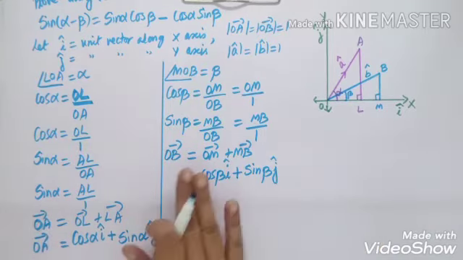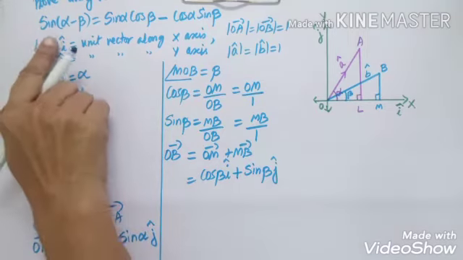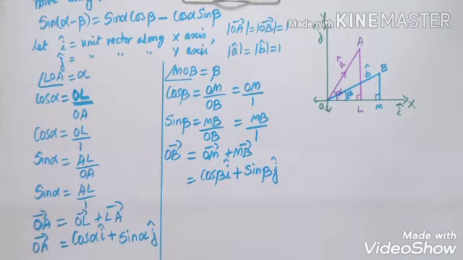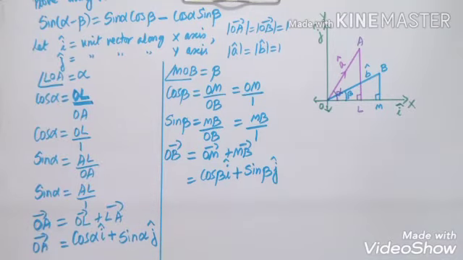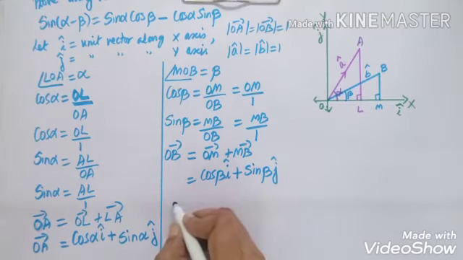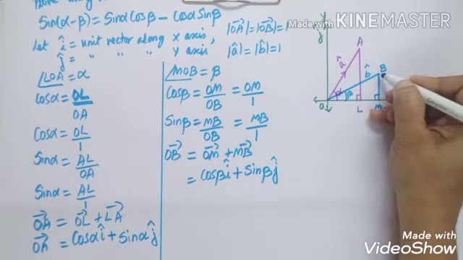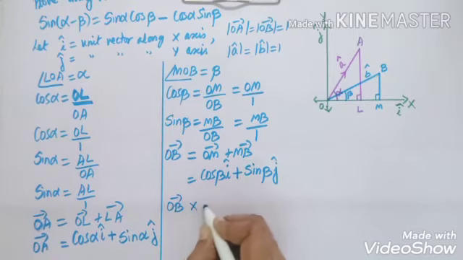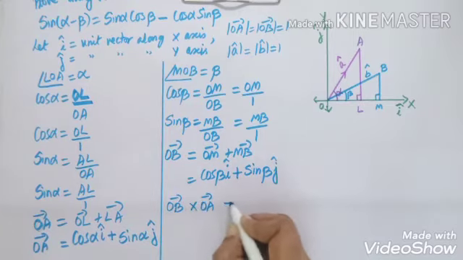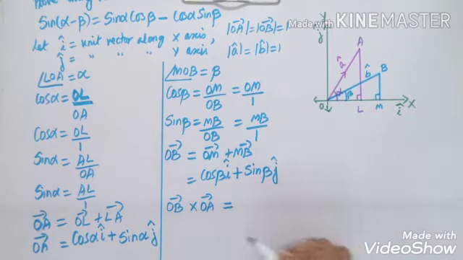Once I know OA and OB, look at the question. If I want cos in the question, take the dot product. If I want sin in the question, take the cross product. So my question is sin. So what is the first vector? It is OB, then only OA. So OB cross OA. How to write OB cross OA?